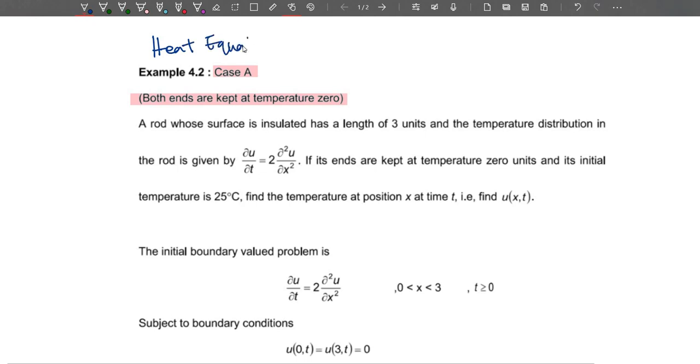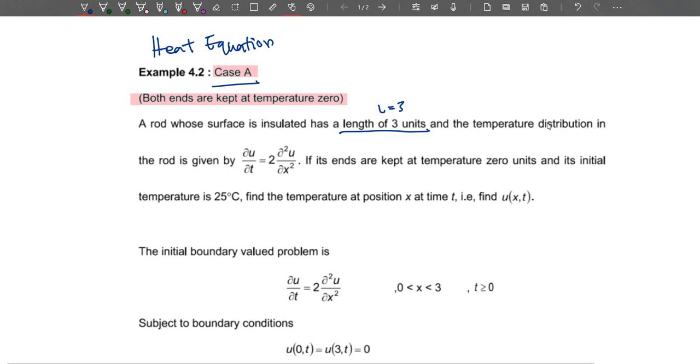Heat equation for case A. Case A, where both ends are kept at temperature 0 degrees C. The question: a rod whose surface is insulated and has a length of 3 units. You should know by now that L is equal to 3.